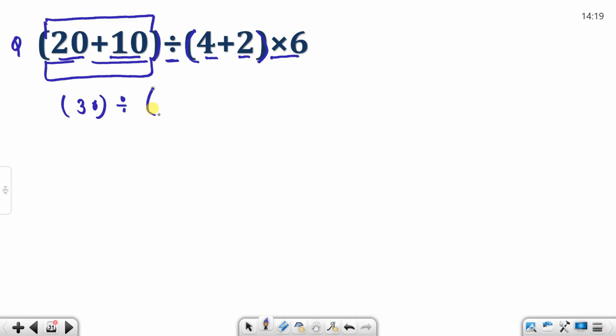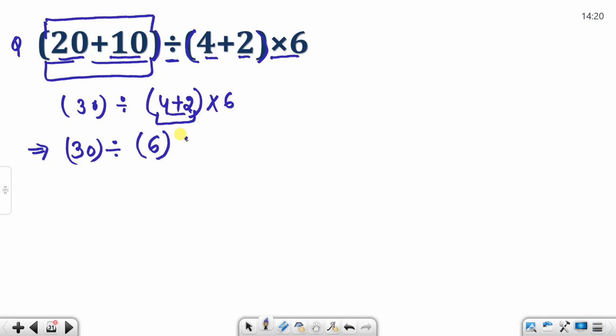Divide. Bracket 4 plus 2, bracket close, times 6. Let's solve it further. 30 divided by. If we solve this bracket, 4 plus 2 becomes 6. Multiply by 6. Let's solve it further. 30 divided by 6 into 6.